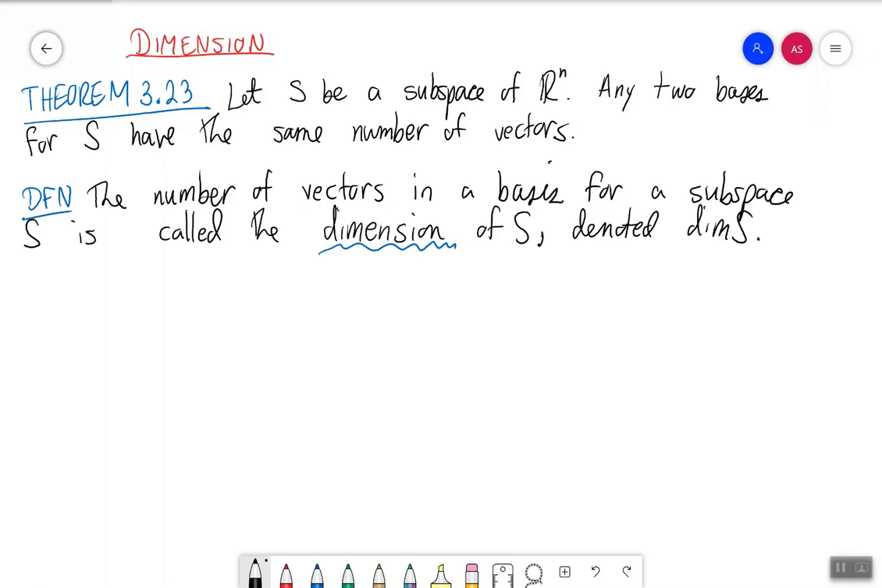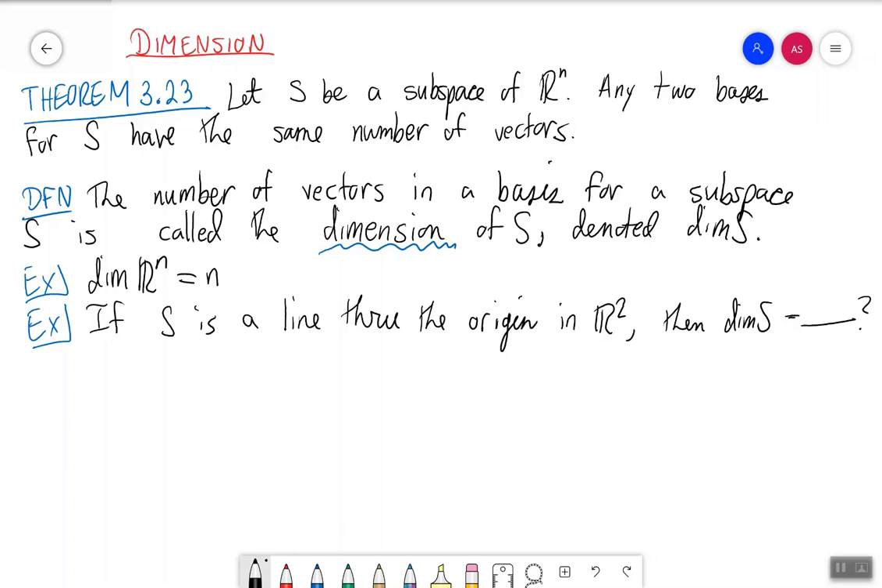The number of vectors in a basis for a subspace S is called the dimension of S, and it's denoted dim S. For instance, the dimension of Rn is n because there are n vectors in the standard basis.